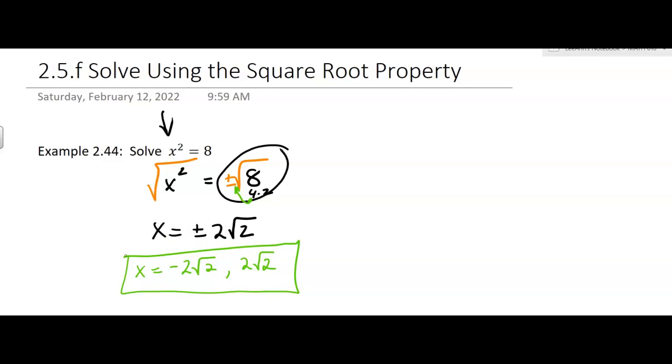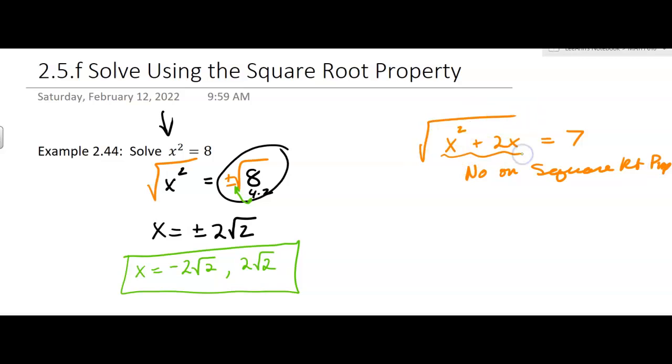Now I want to go back to what I was talking about a minute ago. How do you know when you can use the square root property? If I have x squared plus 2x equals 7, no, I cannot use the square root property. Here's why: you can't take the square root of this, because how are you going to do that with the other x in there? And if you put the 2x on the other side, that's going to be a problem. So that's not going to work.